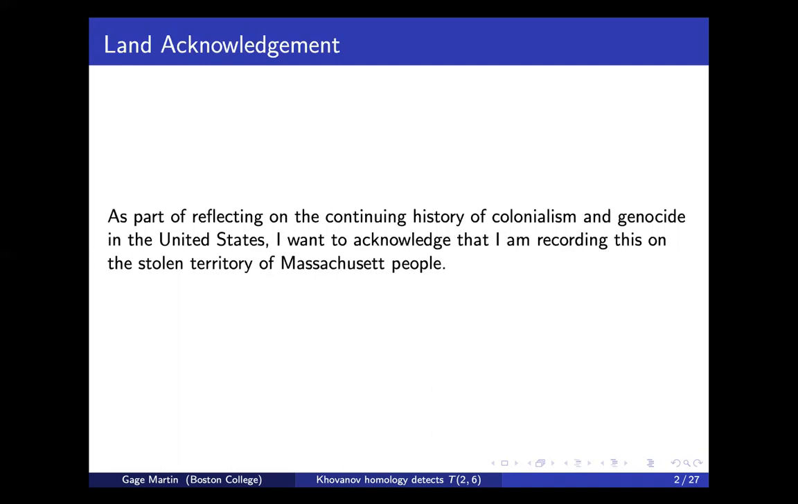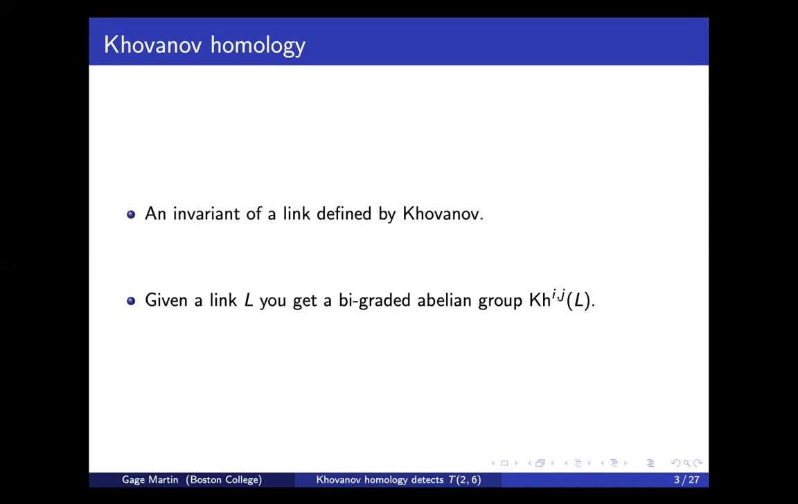So with that being said, I'll be talking about Khovanov homology detecting the torus link T26. As a very brief overview, remember Khovanov homology is an invariant of a link in S3 that was defined by Khovanov. Given a link, it's a bigraded abelian group, graded by quantum grading J and a homological grading I.